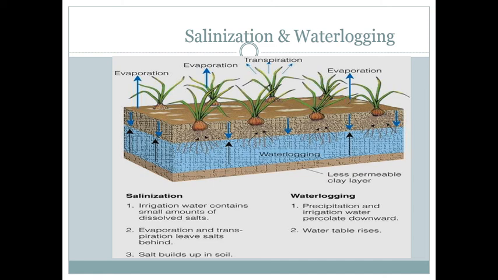So we have salinization in farms. Irrigation water contains small amounts of dissolved salts. Evaporation and transpiration leave salts behind, so salt builds up in the soil. In waterlogging naman, precipitation and irrigation water percolate downward and then the water table rises.